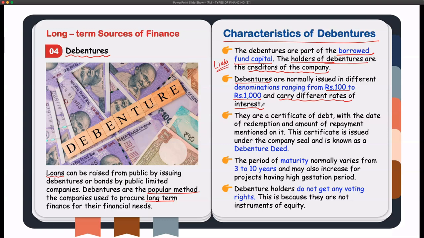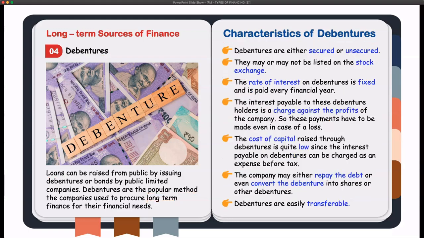A debenture is basically a certificate of debt, and this certificate will mention when the debenture will be redeemed and what amount will be repaid at the time of redemption. The certificate will carry the company seal, and is also called the debenture deed. The maturity period of debentures generally ranges from 3 to 10 years, and if a project has a higher gestation period, it may increase further. Debenture holders are creditors, so they do not get any voting rights, because debentures are not instruments of equity.